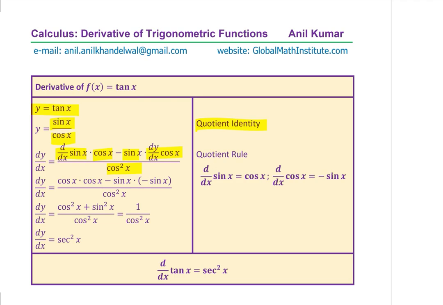And then you get the derivative of sine x as cos x times cos x is the first term, and the second term is sine x times the derivative of cos x, which is minus sine x. Minus and minus becomes plus, and you get cos squared x plus sine squared x, which is 1 from the Pythagorean trigonometric identity.